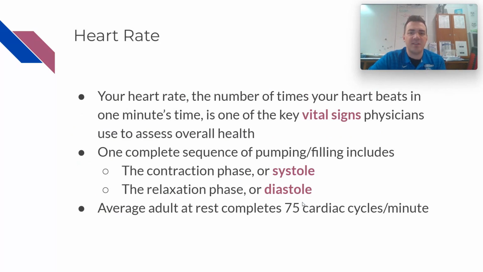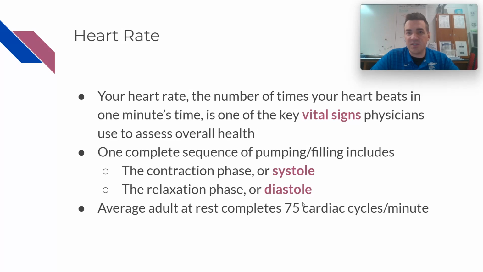So the first one is heart rate, and this is simply the number of times that the heart beats in 1 minute. It's a really important vital sign. If somebody's heart rate is really high or really low, they could be signs of different things. So one complete sequence of pumping and filling of the heart includes 2 phases, essentially. So there's the contraction phase, or the systole, and this is when the ventricles are contracting and pumping blood out of the heart, right? Don't forget the ventricles, those lower, larger chambers. Those are the ones that are going to contract and pump blood out.